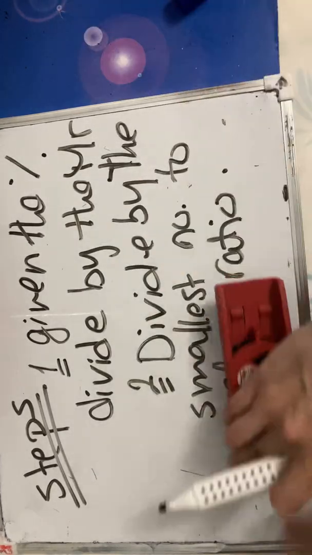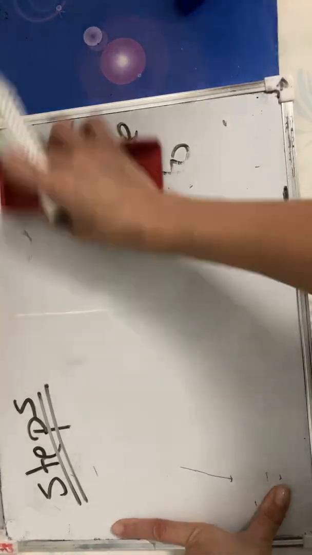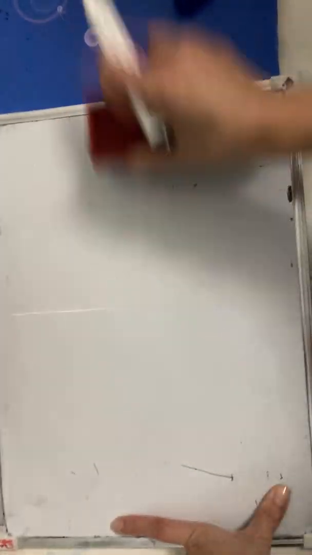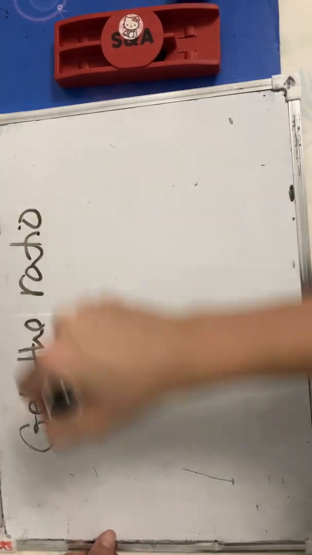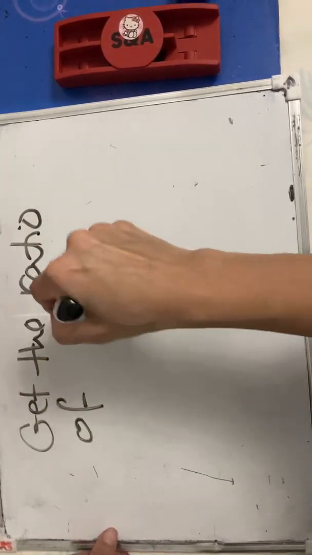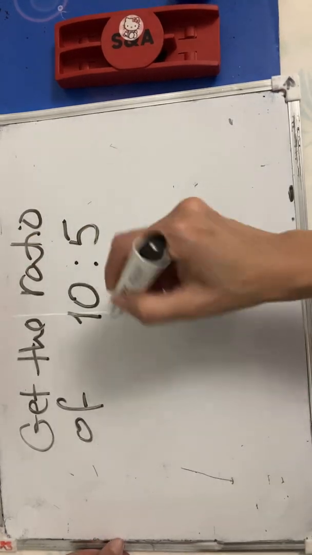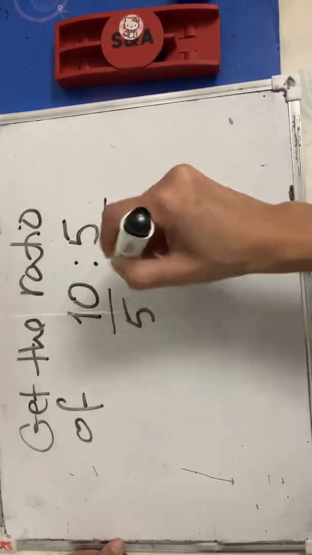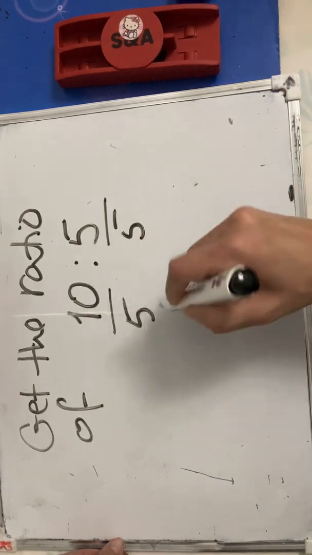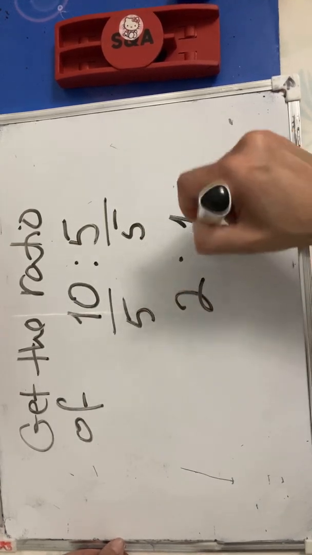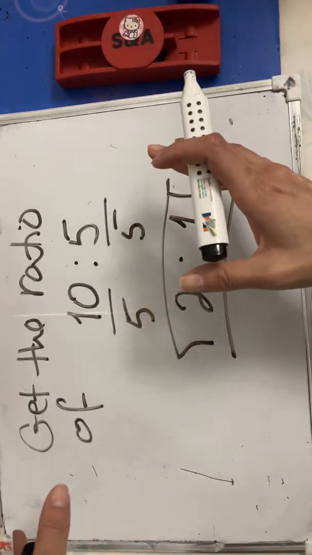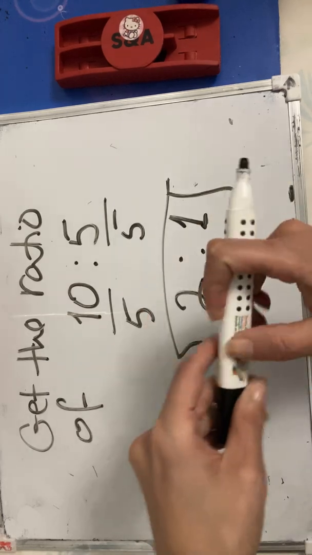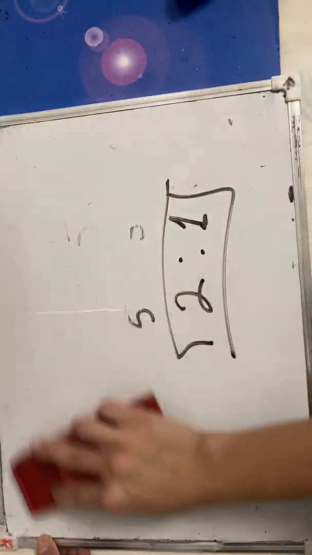For example, to get the ratio of 10 to 5, what do we do? We divide both by the smallest, which is 5. So the ratio is 2 to 1. Okay, so this is the last step of all the empirical formula calculation questions. Let's see an actual empirical formula question.